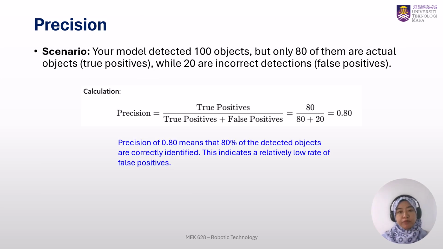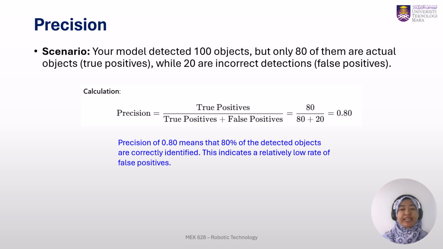You can measure the precision of your detection by using this calculation. For example, in this scenario, your model detected 100 objects, but only 80 of them are actual objects, meaning that they are true positive detections, while 20 are incorrect detections or false positives. So you have the true positive, which is 80, and then you divide it by the true positive plus the false positive. So you get the precision of 0.8. So it means that 80% of the detected objects are correctly identified.